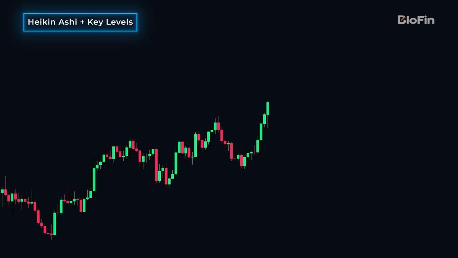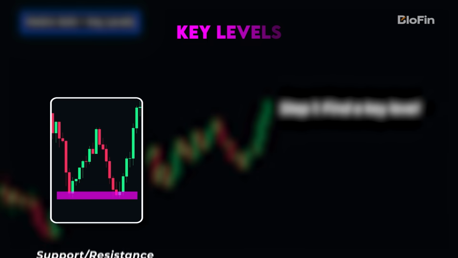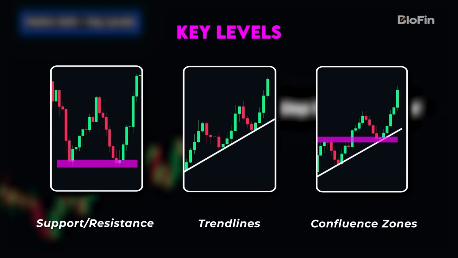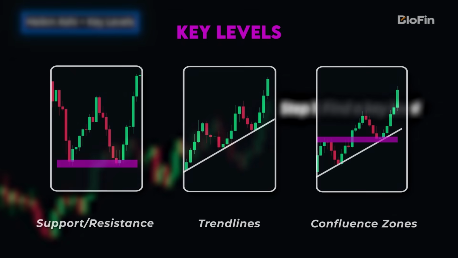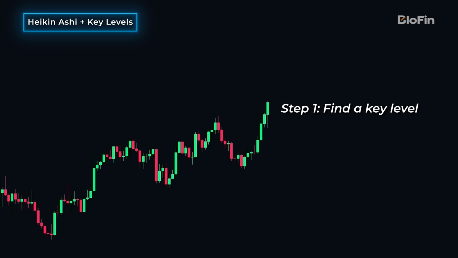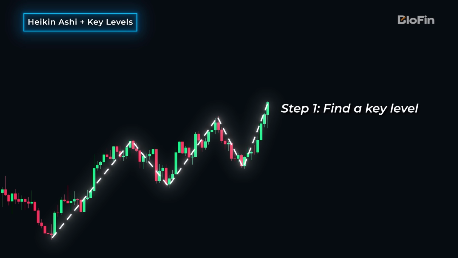So here's another example of the strategy. Again, the first step is to find a key level. And remember what I said earlier, there are multiple types of key levels besides just support and resistance, so you can look out for any of them. And in this chart, we can see that the price is forming a clear uptrend structure because it keeps creating higher highs and higher lows.